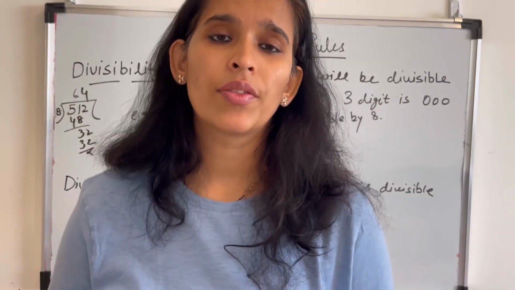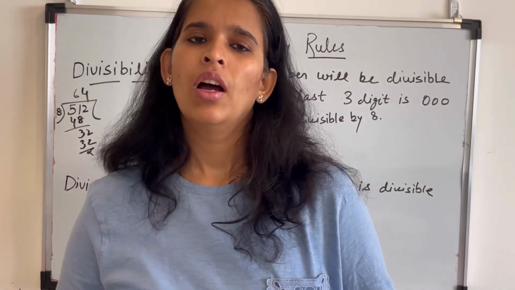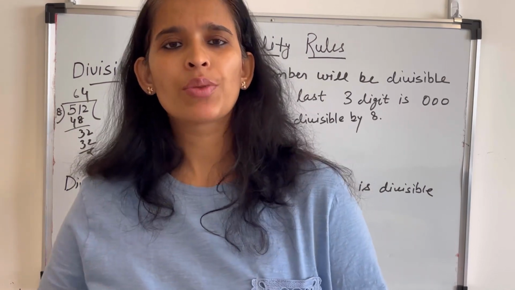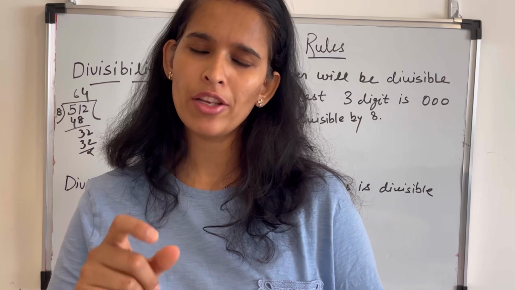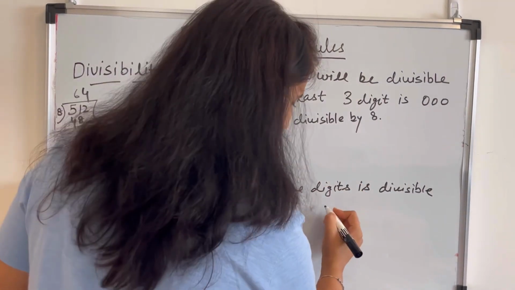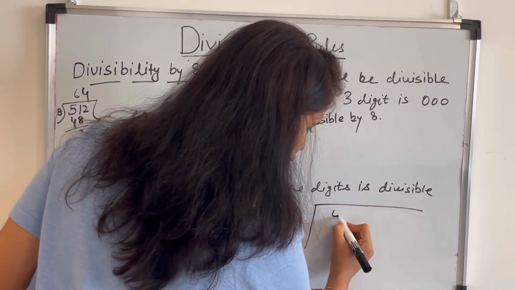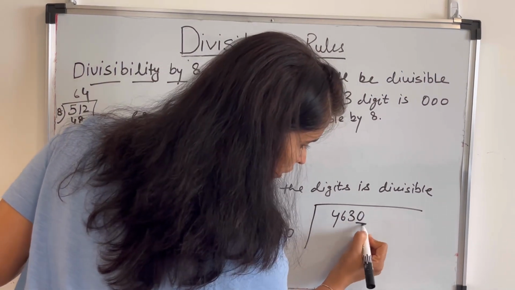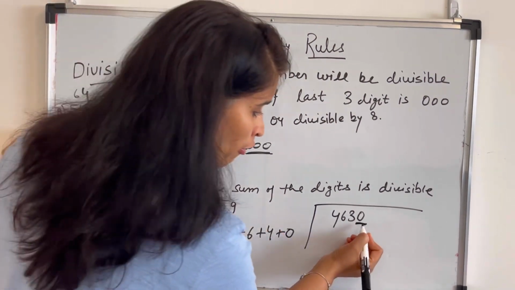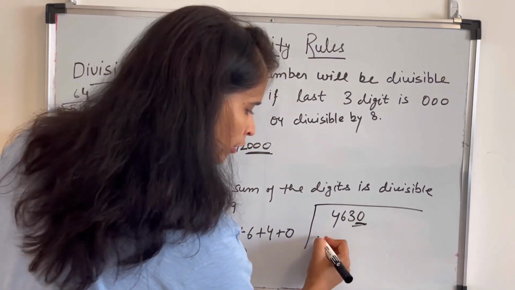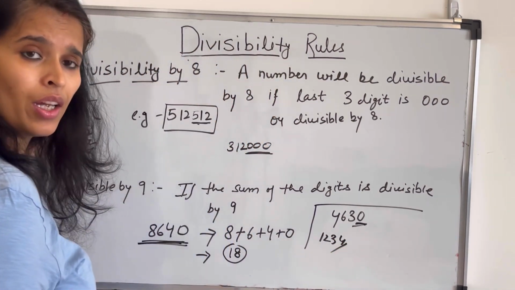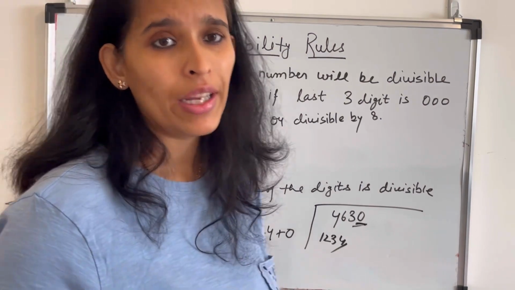Now, divisibility rule of 10. We can say that any number is divisible by 10 if it ends with 0, that is, the ones place should be 0. Like if I have 4630, the last digit is 0, so it is divisible by 10. If it is any other digit, like 1, 2, 3, 4, it won't be divisible by 10.